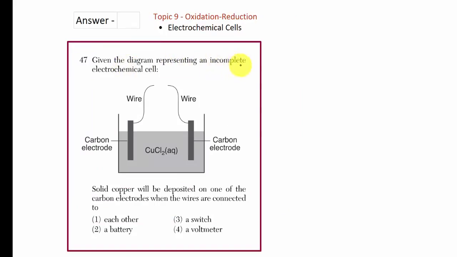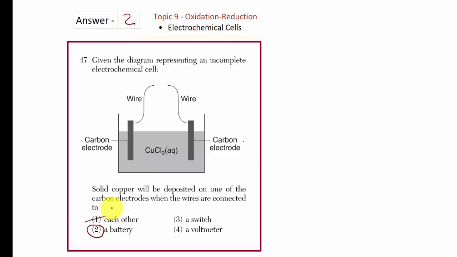Question 47. Given the diagram representing an incomplete electrochemical cell, solid copper will be deposited on one of the carbon electrodes when the wires are connected to what? Well, you can see that the entire vessel is open. There's no separation from the electrodes. Both electrodes are made of the same material, and there's only one solution here. So the only way anything is going to happen in this system is if we supply energy to make it happen. So this is an electrolytic cell. We need to attach a battery to the system, number 2.